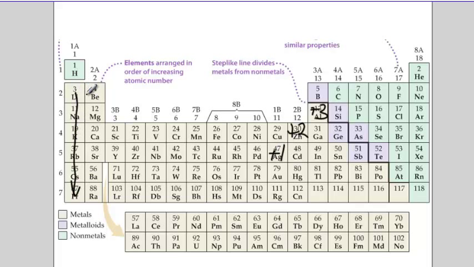All these guys, and hydrogen too, +1. All these guys, +2. All of those, we know what the charges are. They do not need Roman numerals. Every other metal is going to need a Roman numeral.